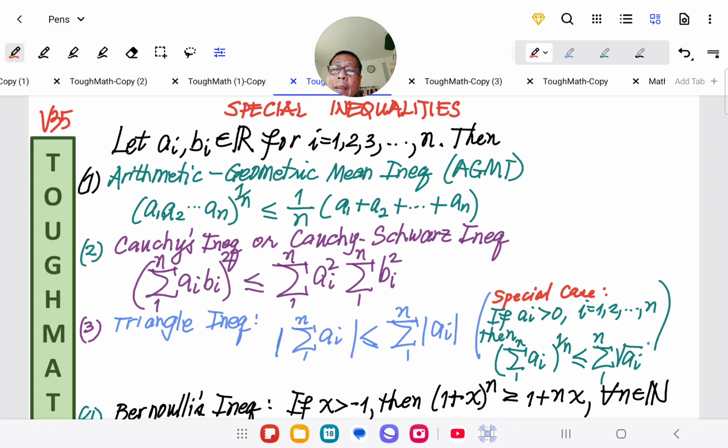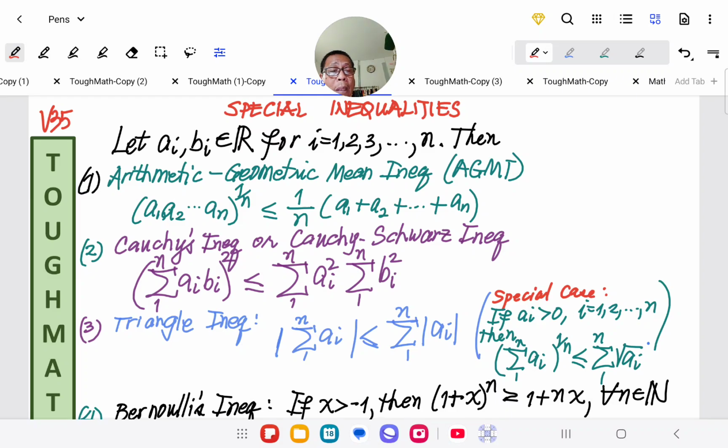The second inequality is Cauchy's inequality, or sometimes called Cauchy squares inequality. It states that the square of the sum of the products a_i b_i is less than or equal to the product of the sum of the individual squares of a_i and b_i.